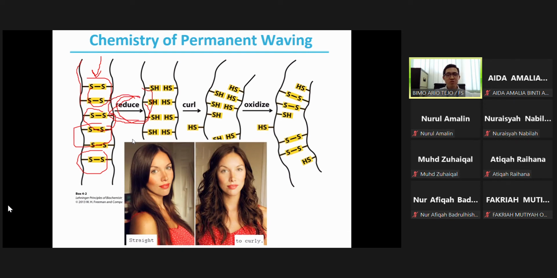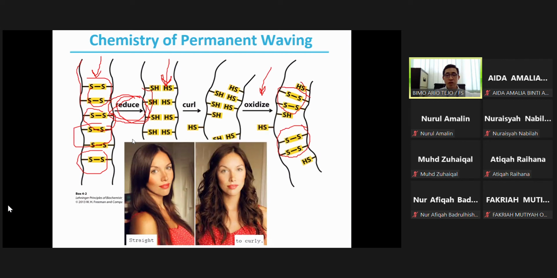So the smell that you detect whenever you walk through a hair salon, is because of the chemical they use to reduce the disulfide bond in your hair. And then lepas semua disulfide bond is broken, you reduce into SH. And then you curl them into the shape that you want, and then you oxidize back using oxidizing agent, and then they will create a new disulfide bond.